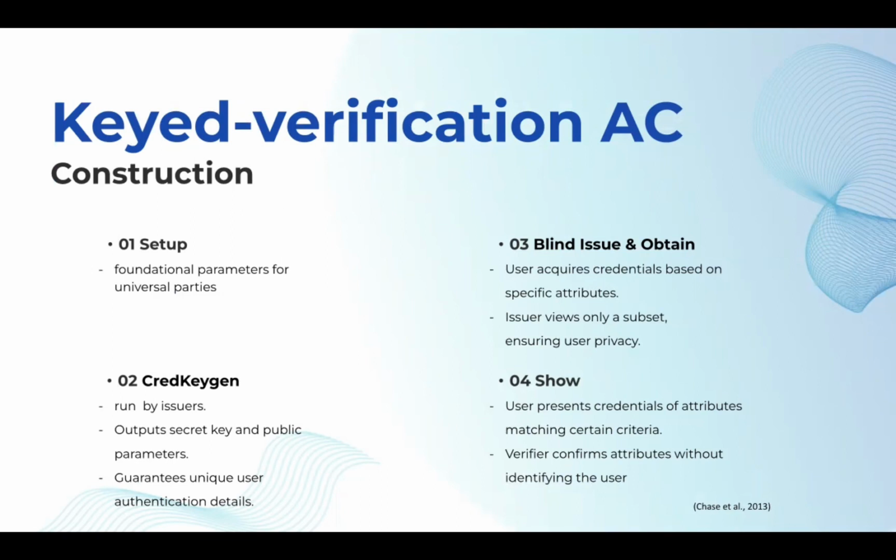This process can guarantee unique user authentication details. Blind issue and opt-in is also important. It is a two-way interaction. The user acquires a credential based on specific attributes. The issuer views only a subset to ensure the user's privacy. In the share phase, users give the credential to verifiers who confirm details using a key without revealing the full identity.